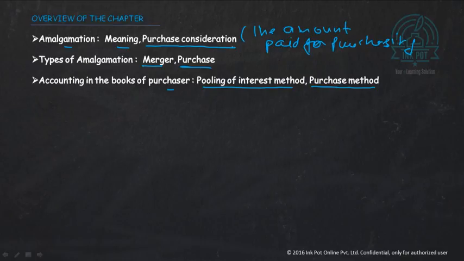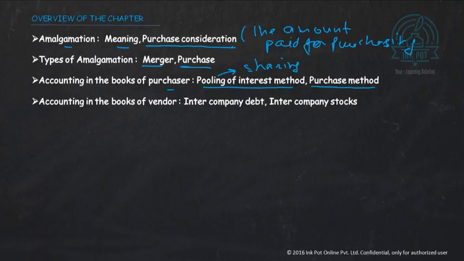What do you mean by pooling? Pooling is nothing but the sharing of interest. Whereas purchase is when one company takes over the other company. In the books of the vendor, intercompany debts: one company has given a loan to another company and the two companies are going to amalgamate. What is the treatment in that case? Intercompany stock: when one company has sold goods to another company and the companies are going to be amalgamated or taken over by one company from another company.